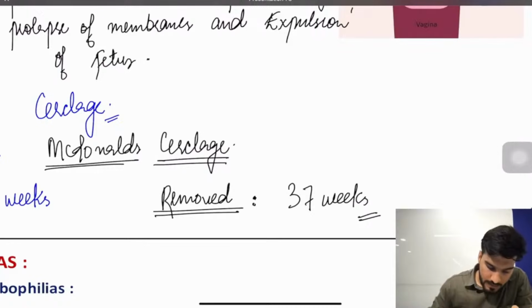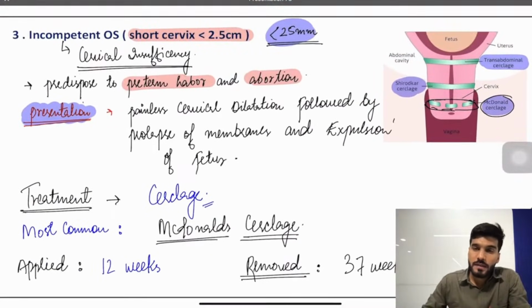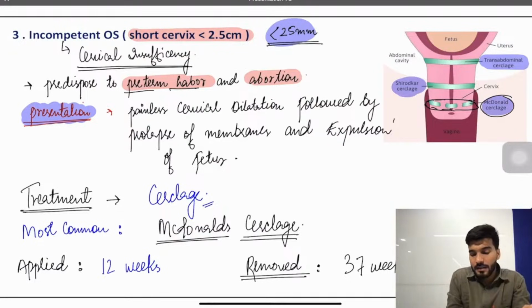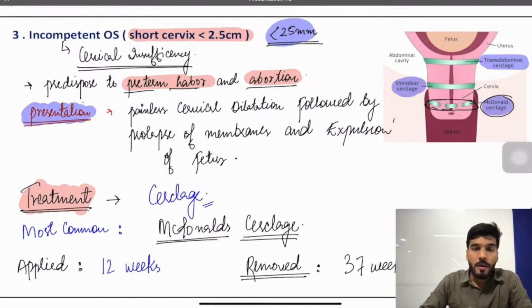Okay, and in this particular case, whenever an incompetent os case is coming, either they will mention a patient had a history of second trimester abortion, or the patient had a history of preterm births. Okay, preterm births. So this classical case defines that it is a case of cervical insufficiency. Is that clear? So what is the classical treatment? Cerclage. What cerclage? McDonald cerclage.